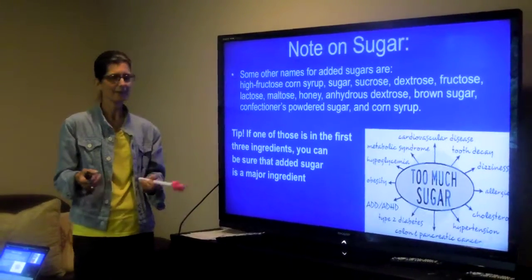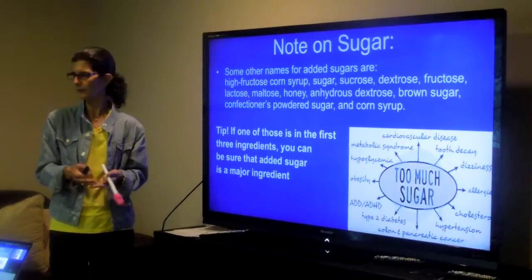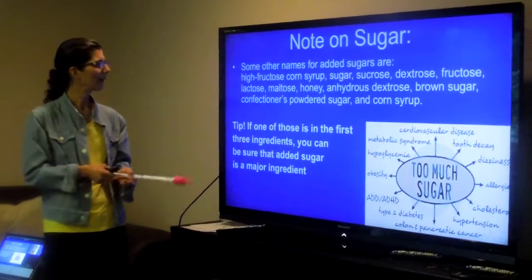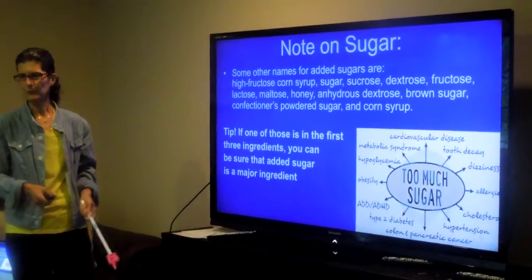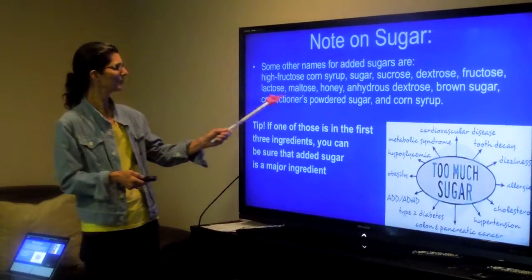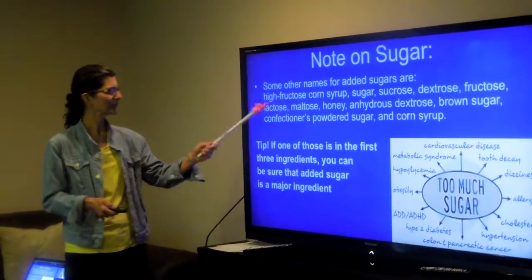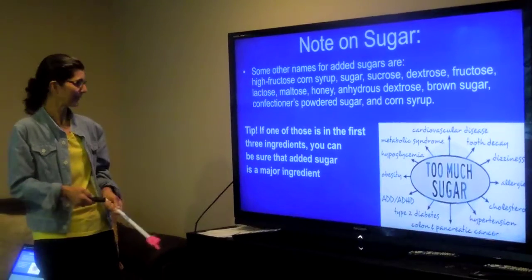Do we know that we get added sugar in our products, and we could find all that information in the product food label? Other names that sugar goes by are high fructose corn syrup, sucrose, dextrose, fructose, lactose, maltose, honey, anhydrous dextrose, brown sugar, confectioner's powdered sugar, and corn syrup. And who knows what else is out there?